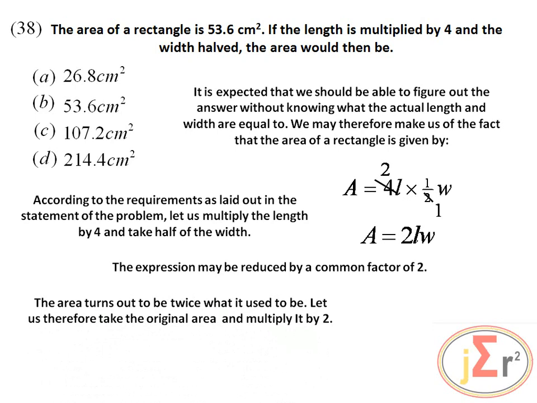So by applying the adjustments as laid out in the statement of the problem, it turns out that the area will be twice the area that we had before. We will therefore multiply the area that we had before by 2. 53.6 multiplied by 2 is equal to 107.2. The correct answer is option C.